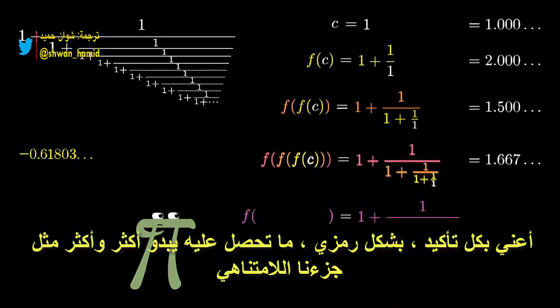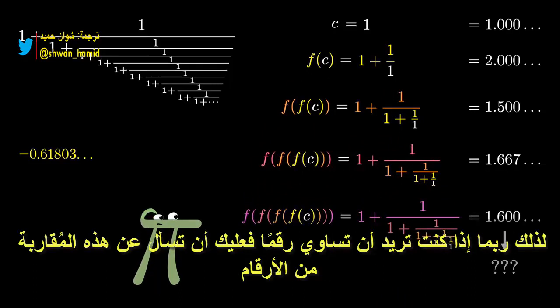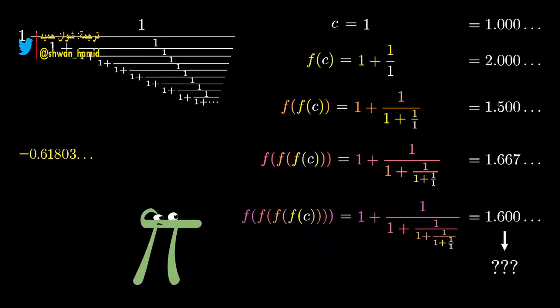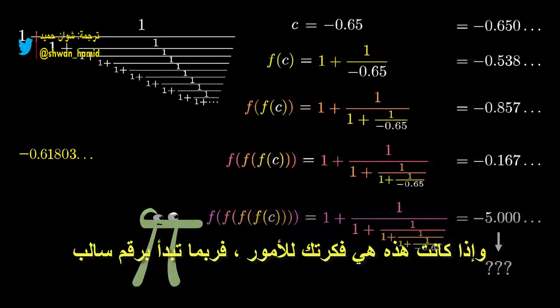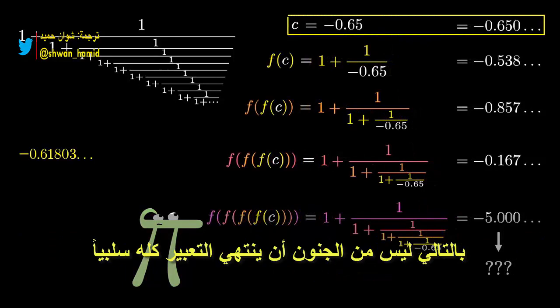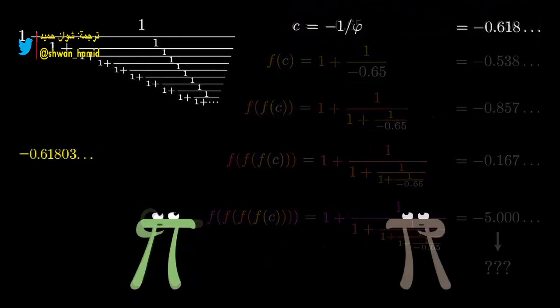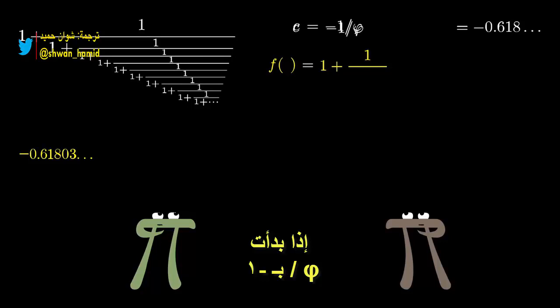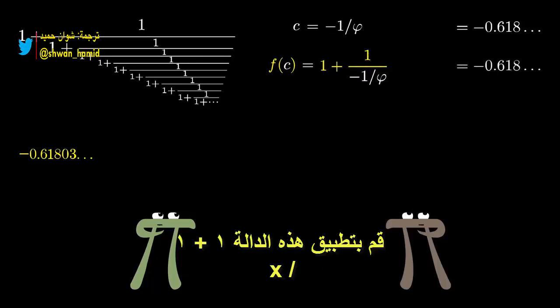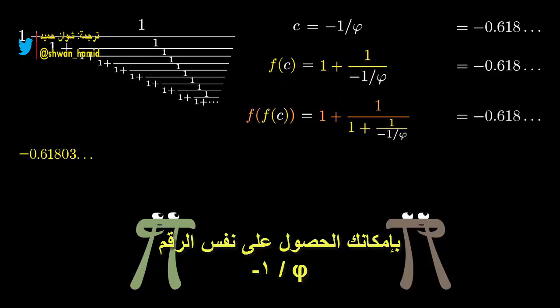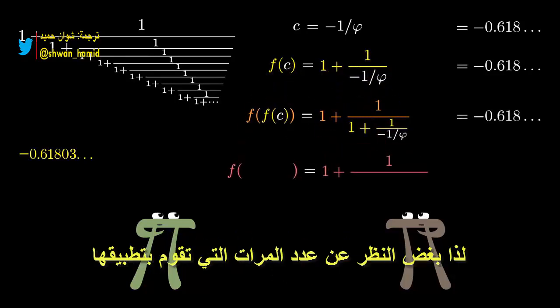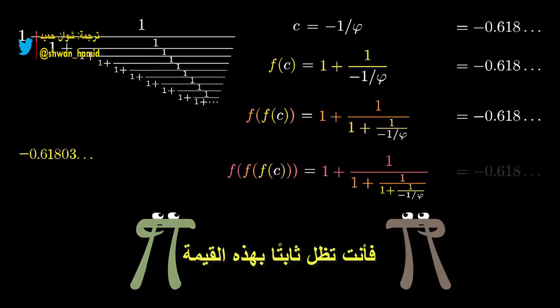I mean, certainly symbolically, what you get looks more and more like our infinite fraction, so maybe if you wanted it to equal a number, you should ask what this series of numbers approaches. And if that's your view of things, maybe you start off with a negative number, so it's not so crazy for the whole expression to end up negative. After all, if you start with -1 divided by phi, then applying this function, 1 plus 1 over x, you get back the same number, -1 divided by phi. So no matter how many times you apply it, you're staying fixed at this value.